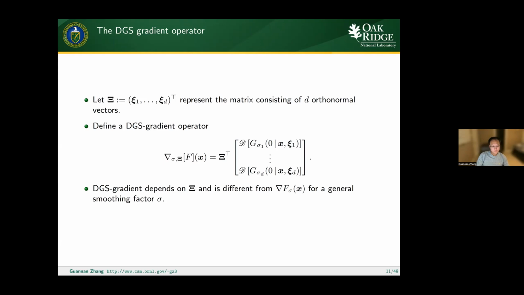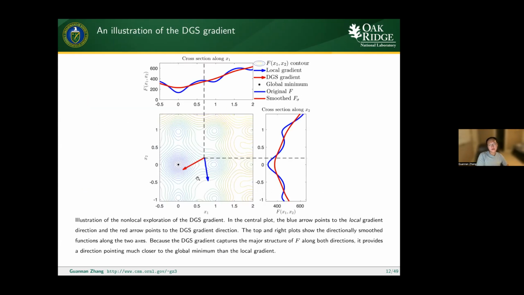So, okay. Now here is an illustration of how the DGS gradient works. We use a 2D non-convex function as the loss function. The contour represents the geometry of the loss function. We assume the current state is at the center of the domain, and the global optimum is indicated by the black star. On top and on the right are the 1D cross-sections along the two directions.